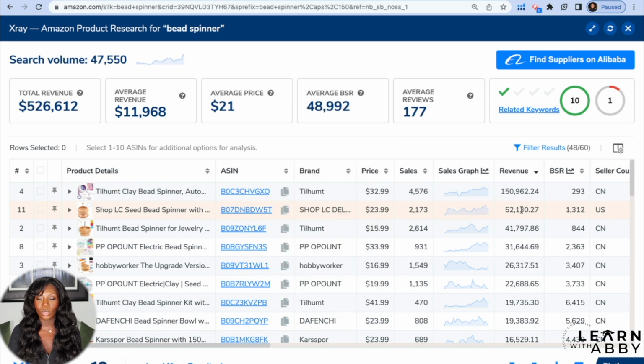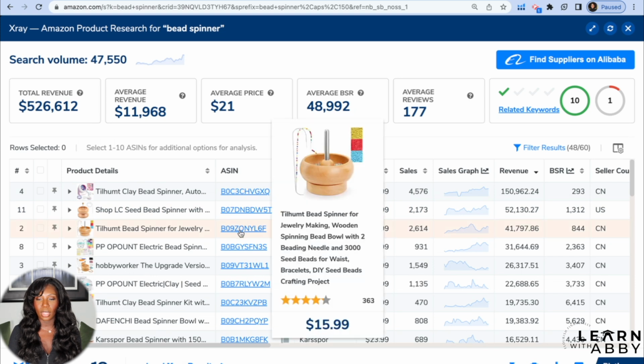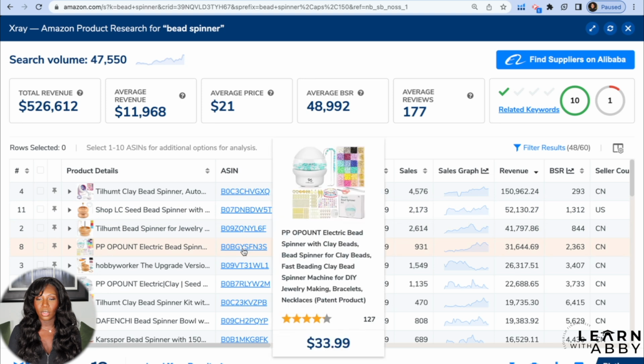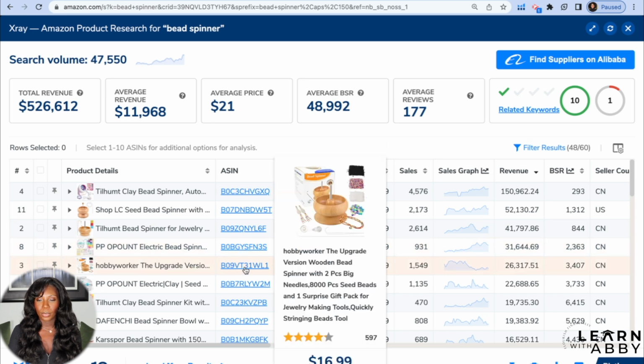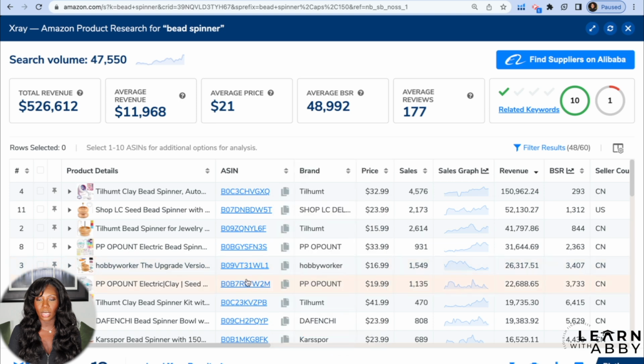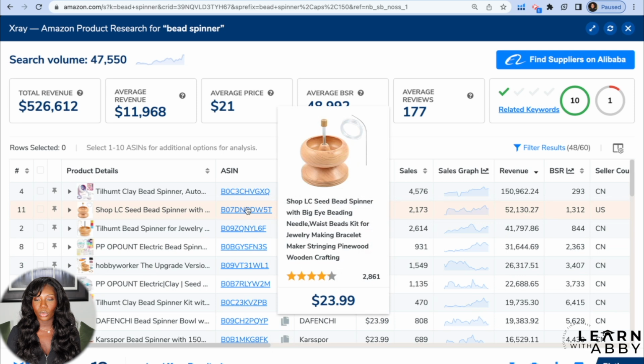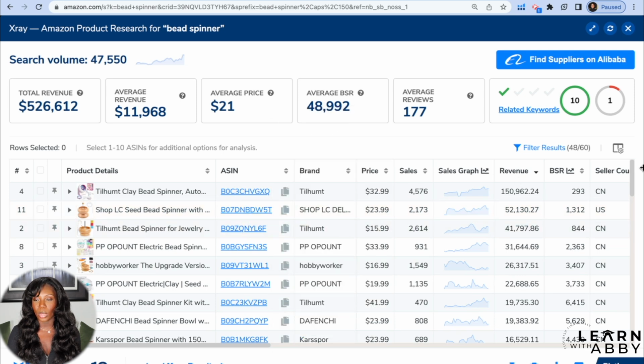They are doing $52,000 a month. The one under them, also not electronic, they're doing $42,000 a month. Under them, this one looks to be, is this electric? Yep, this one's electric. This one, I can't tell if it's electric or not, but I'm assuming that it is. Okay, so what we can see is there are two that are not electric that are still selling pretty well.